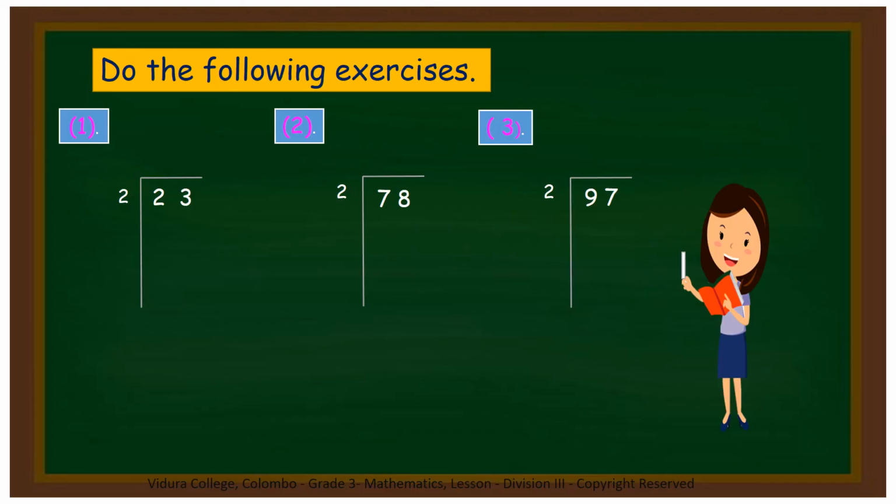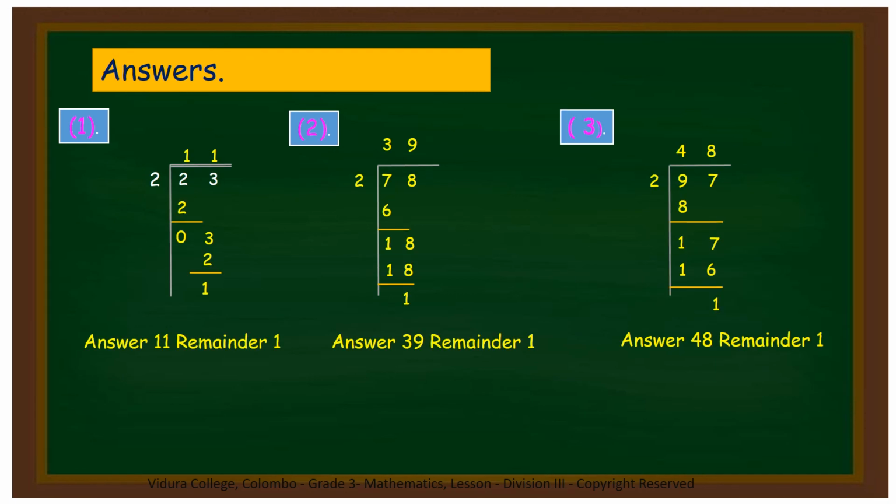Now children, try to do the following exercises. Number 1, 23 divide 2. Number 2, 78 divide 2. Number 3, 97 divide 2. Now you can check your answers with the teacher's answers.